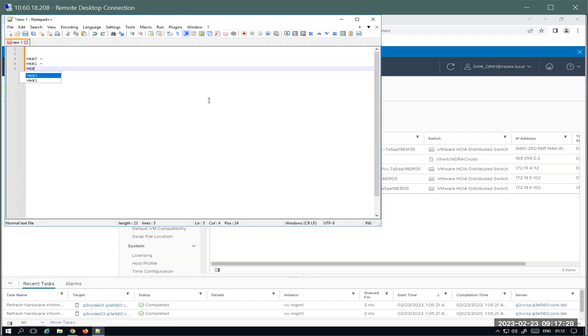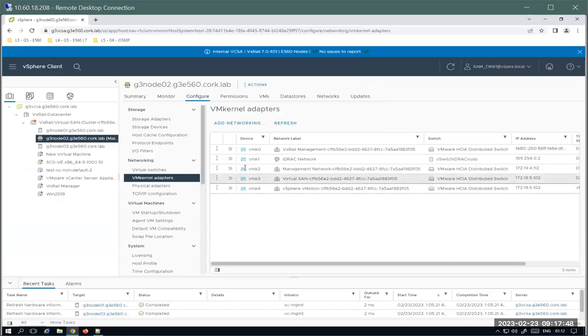Not really. Okay, so what about VMK1? I don't know. Okay, I know only VMK2 is the management port. Yes, exactly. VMK2 is the management. What management is that? Management network.